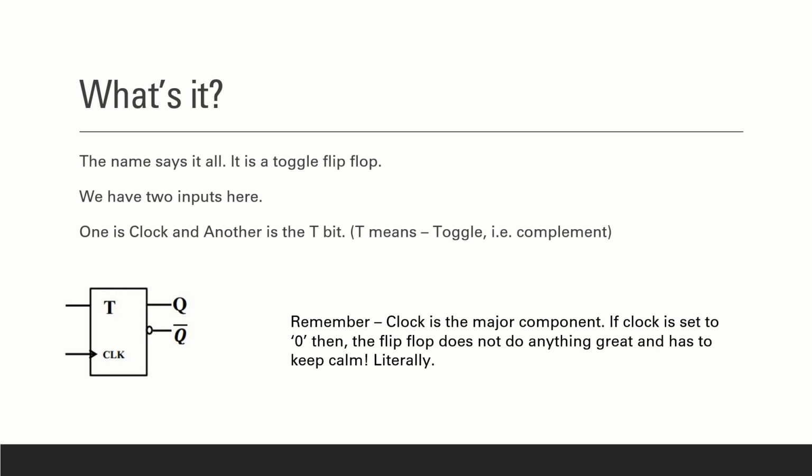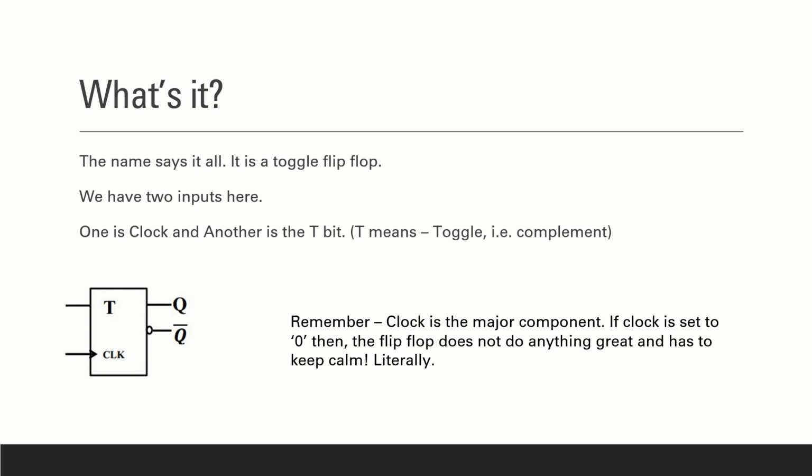What is a T flip-flop? As the name says, T is nothing but toggle flip-flop. Toggle means 0 will be converted to 1, 1 will be converted to 0. Now, what is toggling is the most important content that you need to understand. Toggle will invert. It is going to change.